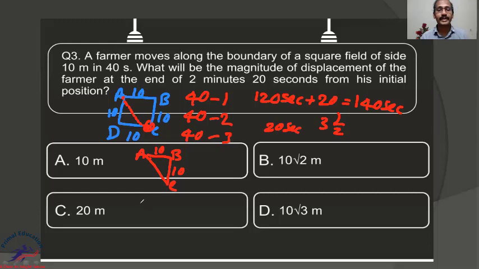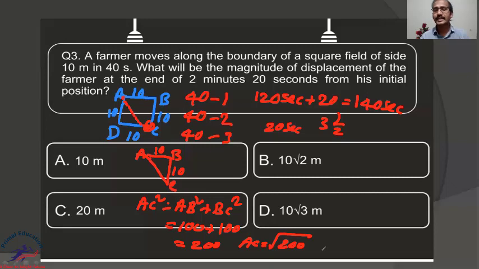Again Pythagoras theorem. AC square is equal to AB square plus BC square. AB square how much? 100, plus BC square how much? 100, which is 200. AC square is equal to 200. AC is equal to square root of 200. Yes, square root of 200, you can still write square root of 2 into 100. So can you do that, 10 into root 2? Yes, which option can you select now? Very good. 10 root 2 is the answer.